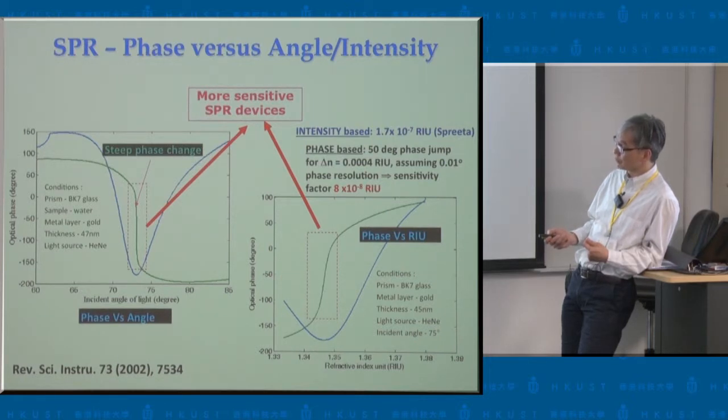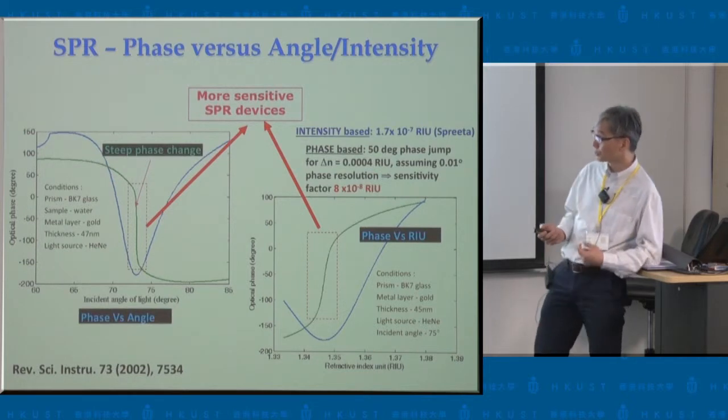In other words, if you actually detect the molecules near that region, you get very high sensitivity, because any tiny change of the refractive index on the surface will send the phase to a very large step change. If you look at the possible sensitivity limit, you talk about 10 to the minus 8 refractive index unit resolution.